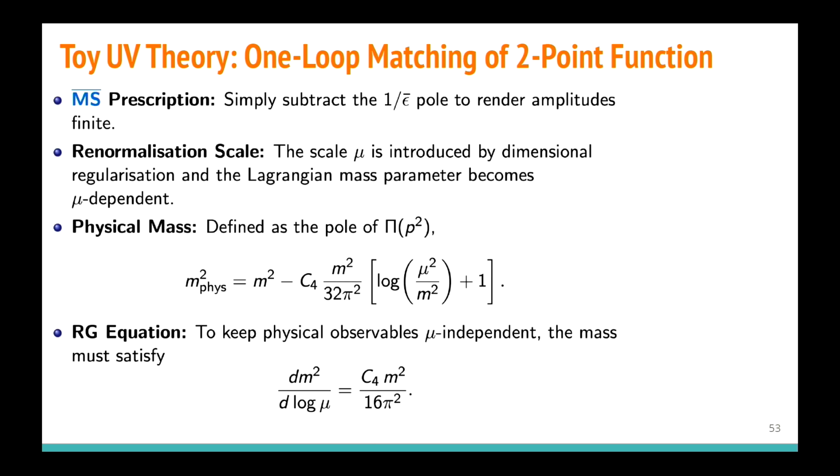So to keep the physical observables mu independent, this mass must then satisfy dm squared over d log mu equal to c4 m squared over 16 pi squared. I'll be discussing the renormalization group evolution in a bit, but all of these are important. Finally, the observables that we calculate should be independent of this mu parameter.